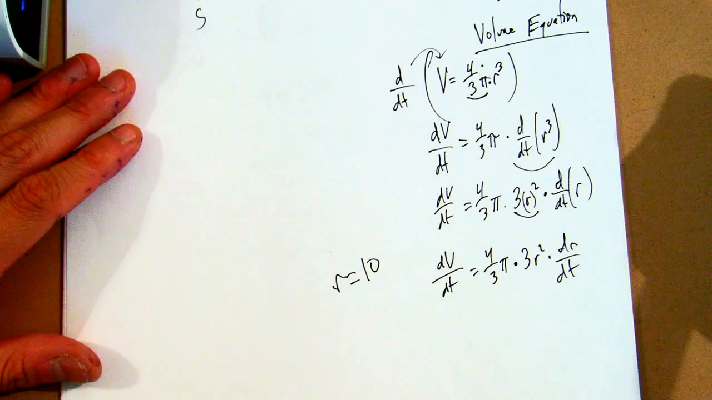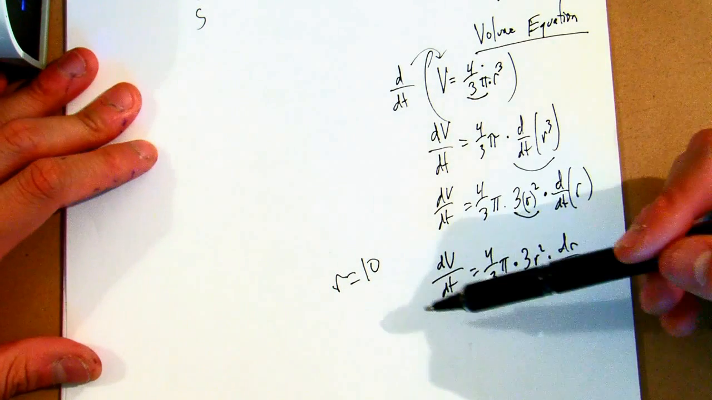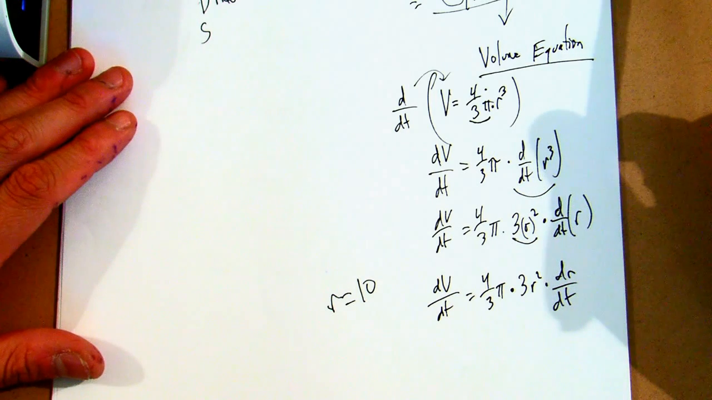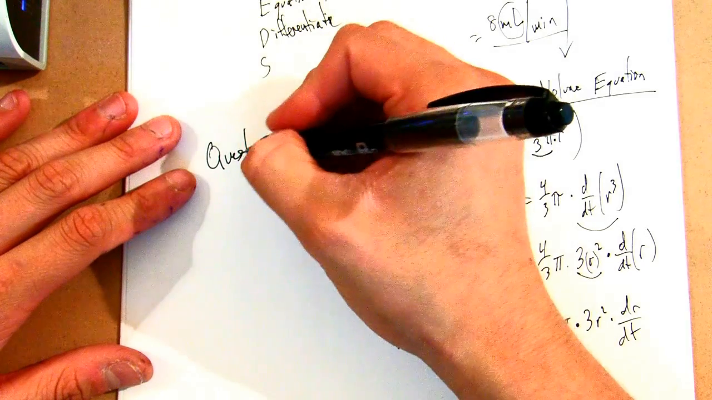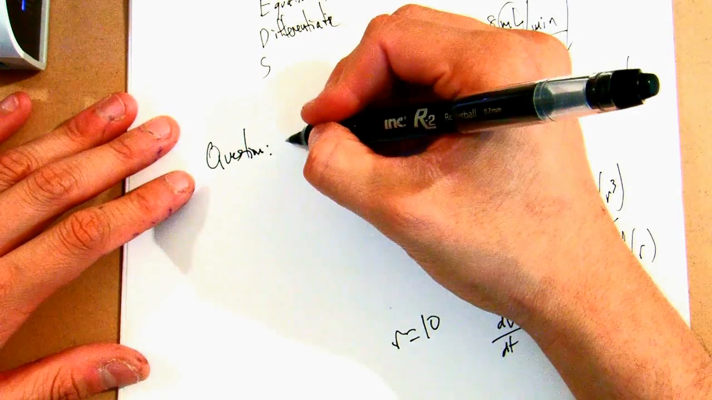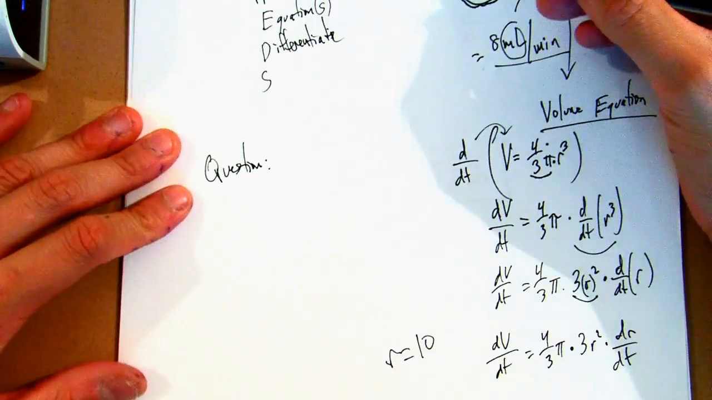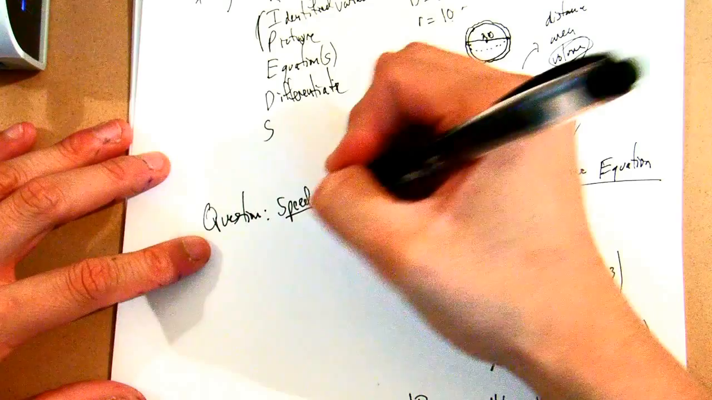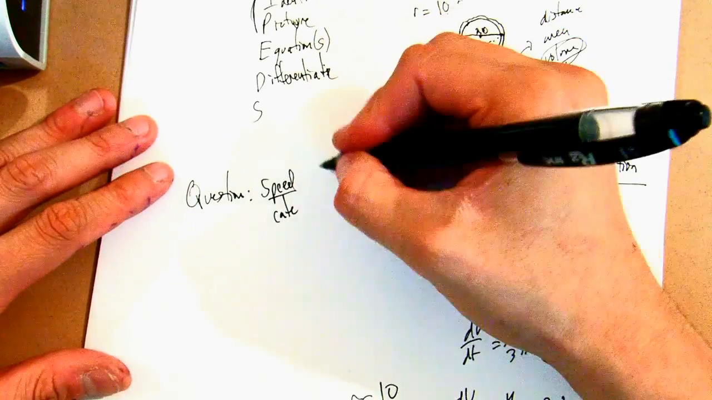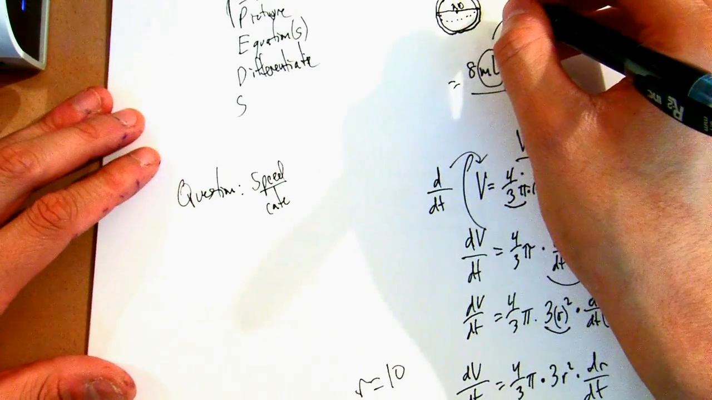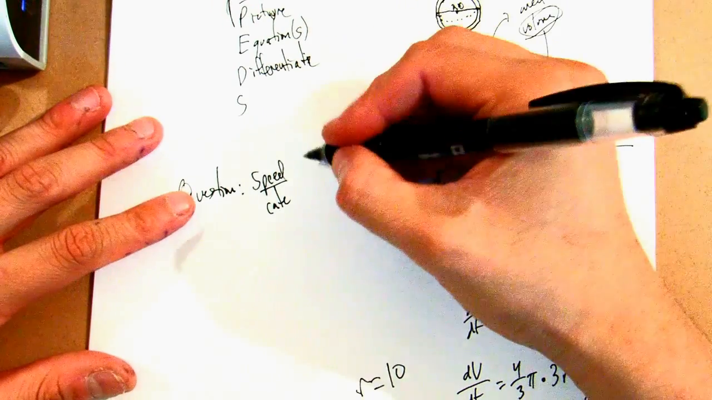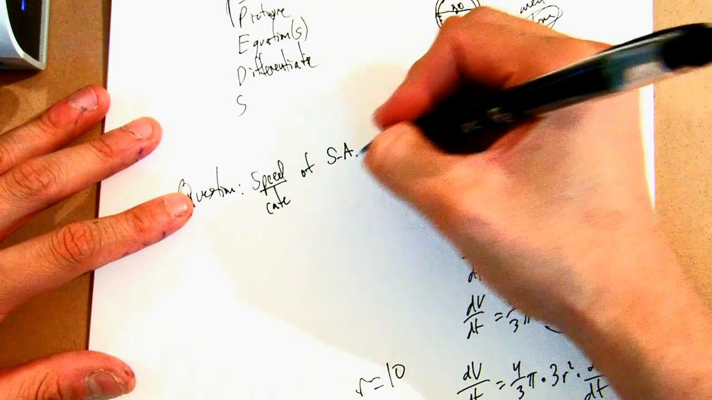Okay, that's cool, but the problem now is that we need to answer the question. What is the question asking us? How fast is the outer surface area of the ice decreasing, when the outer diameter is 20? So we have the 20. So I want the speed. Speed is the rate, right? The rate at which what is decreasing? The surface area. The speed of surface area decreasing, right?